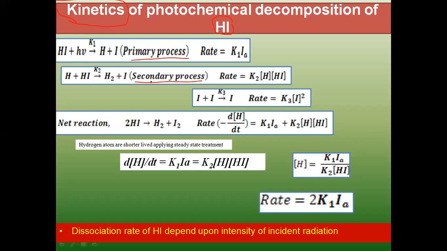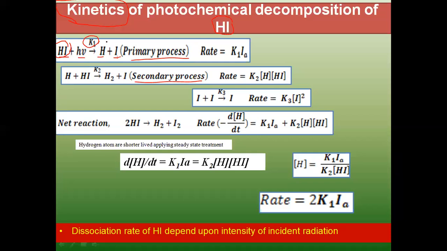Let me see what happens in the first step. HI is not completely decomposed in one step; it happens in different steps. In the first step, there is h nu, the energy, and the rate of this first step is K1. The HI molecule absorbs energy and breaks down into H and I.